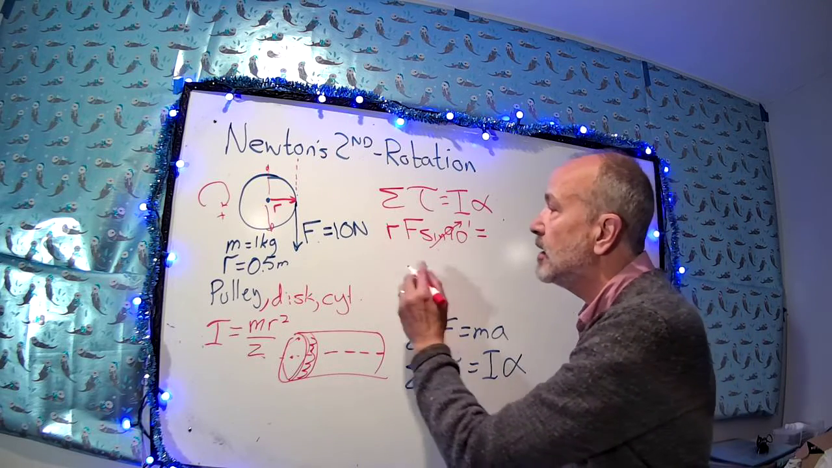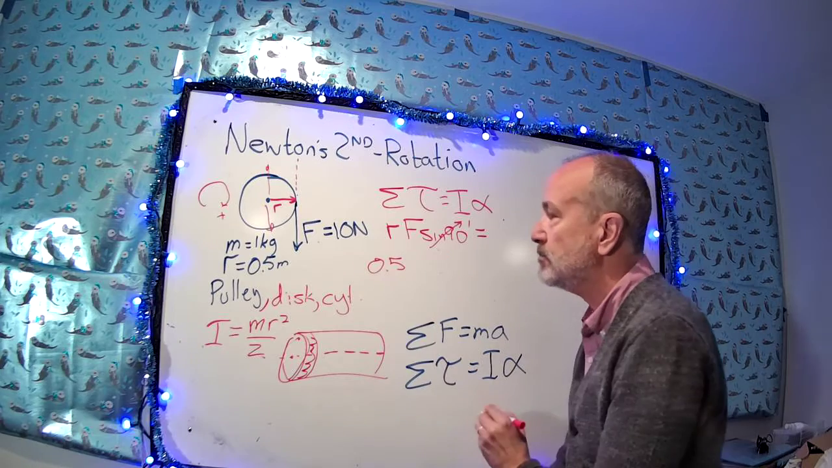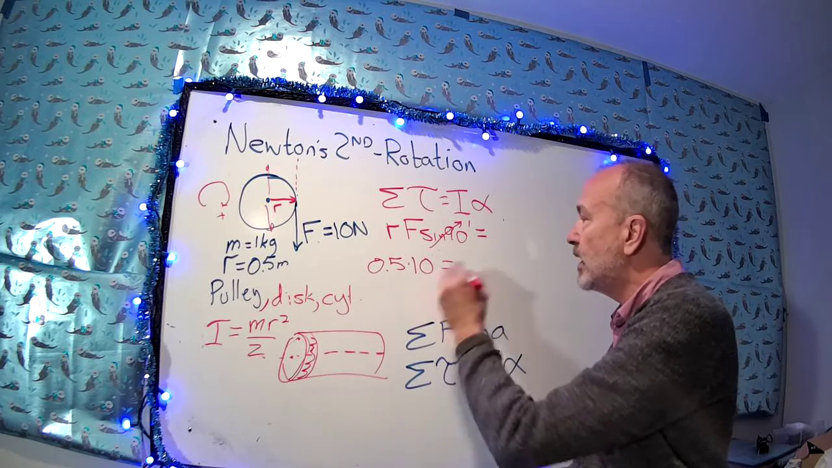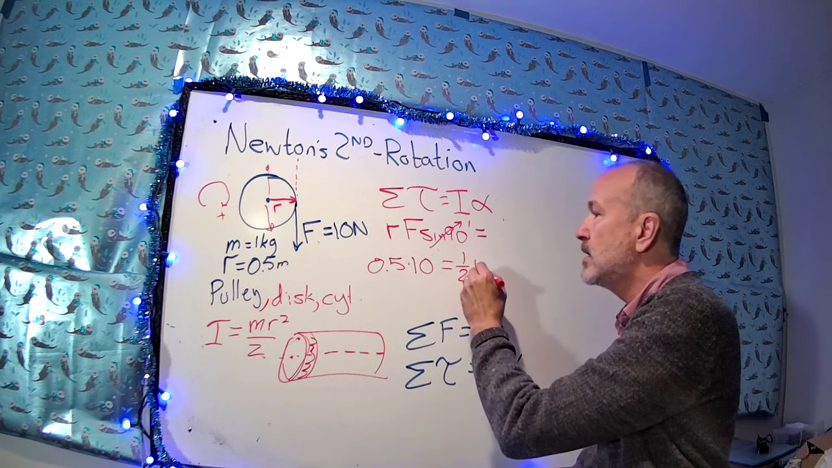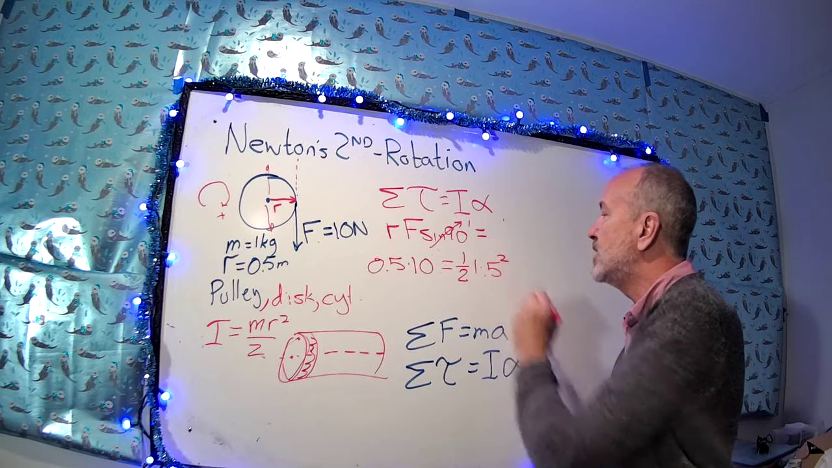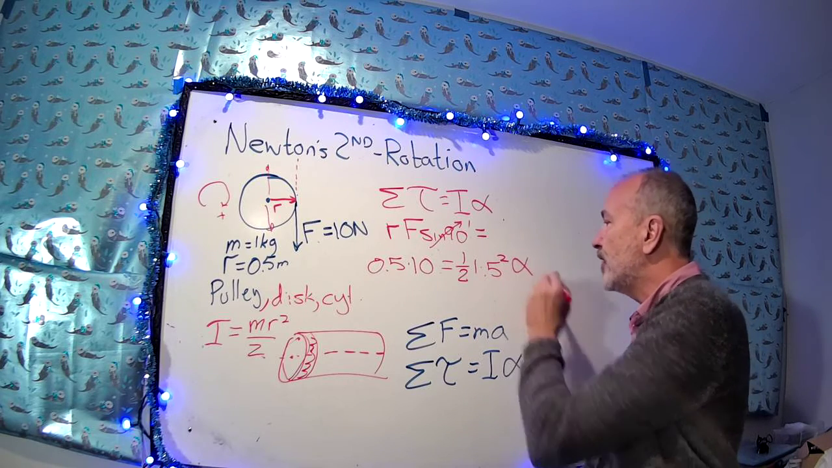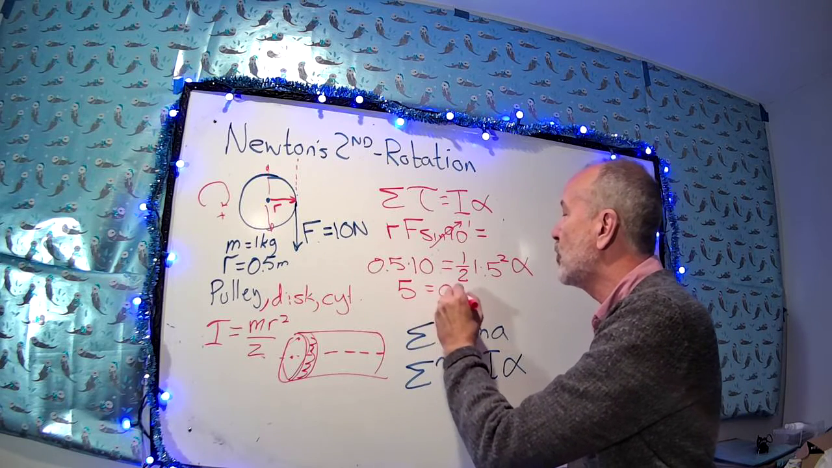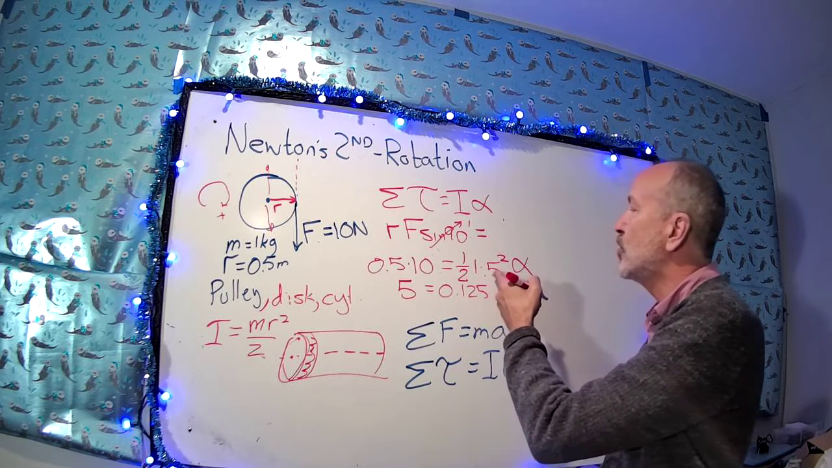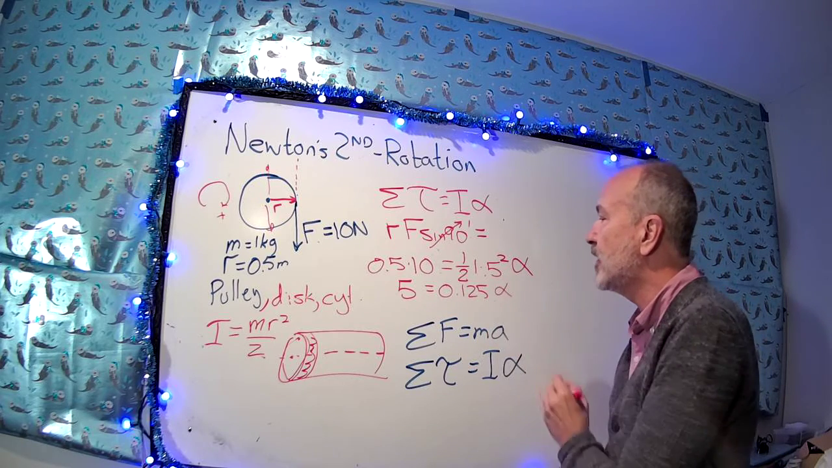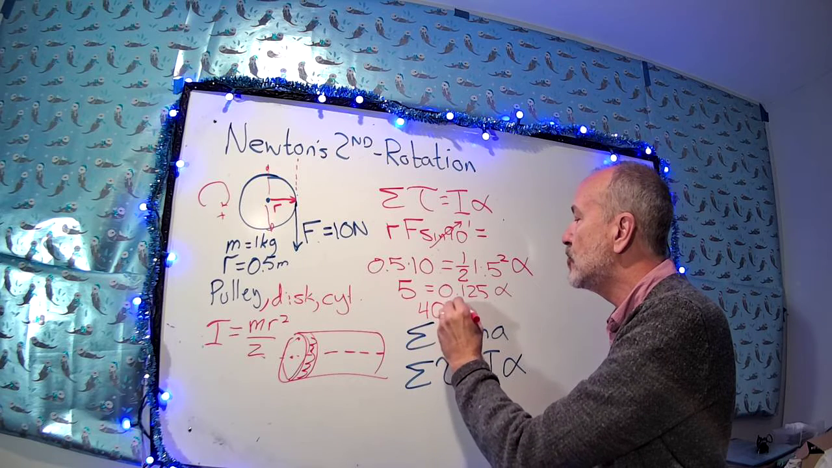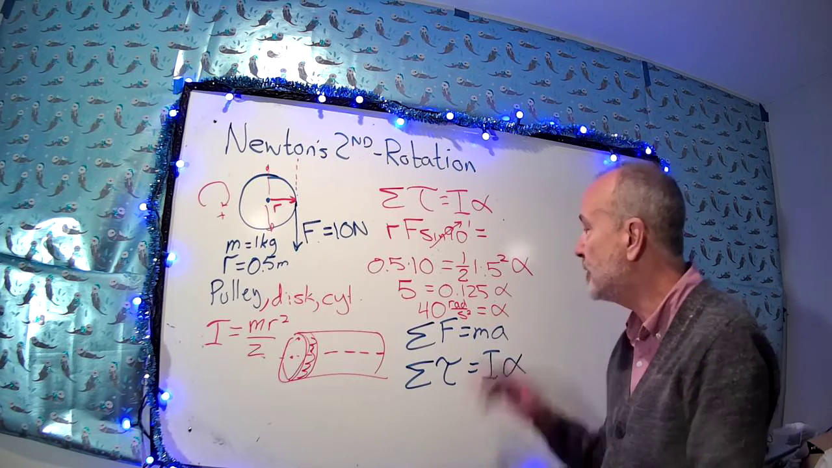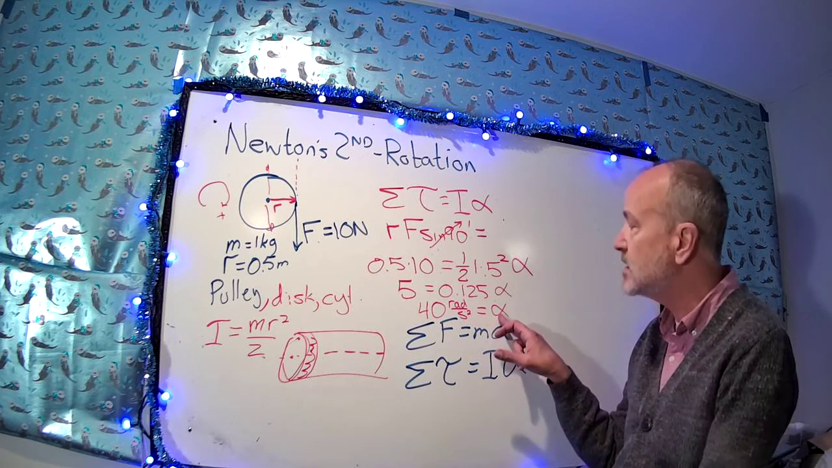So R is 0.5, F is 10, equals I, 1/2 times 1 times 0.5 squared times alpha. So when we solve this, this ends up being 5 equals 0.125. This is 0.25, half of that, times alpha. And this ends up being 40 radians per second squared is alpha. Okay, now be really careful. Make sure that you understand this is the angular acceleration.